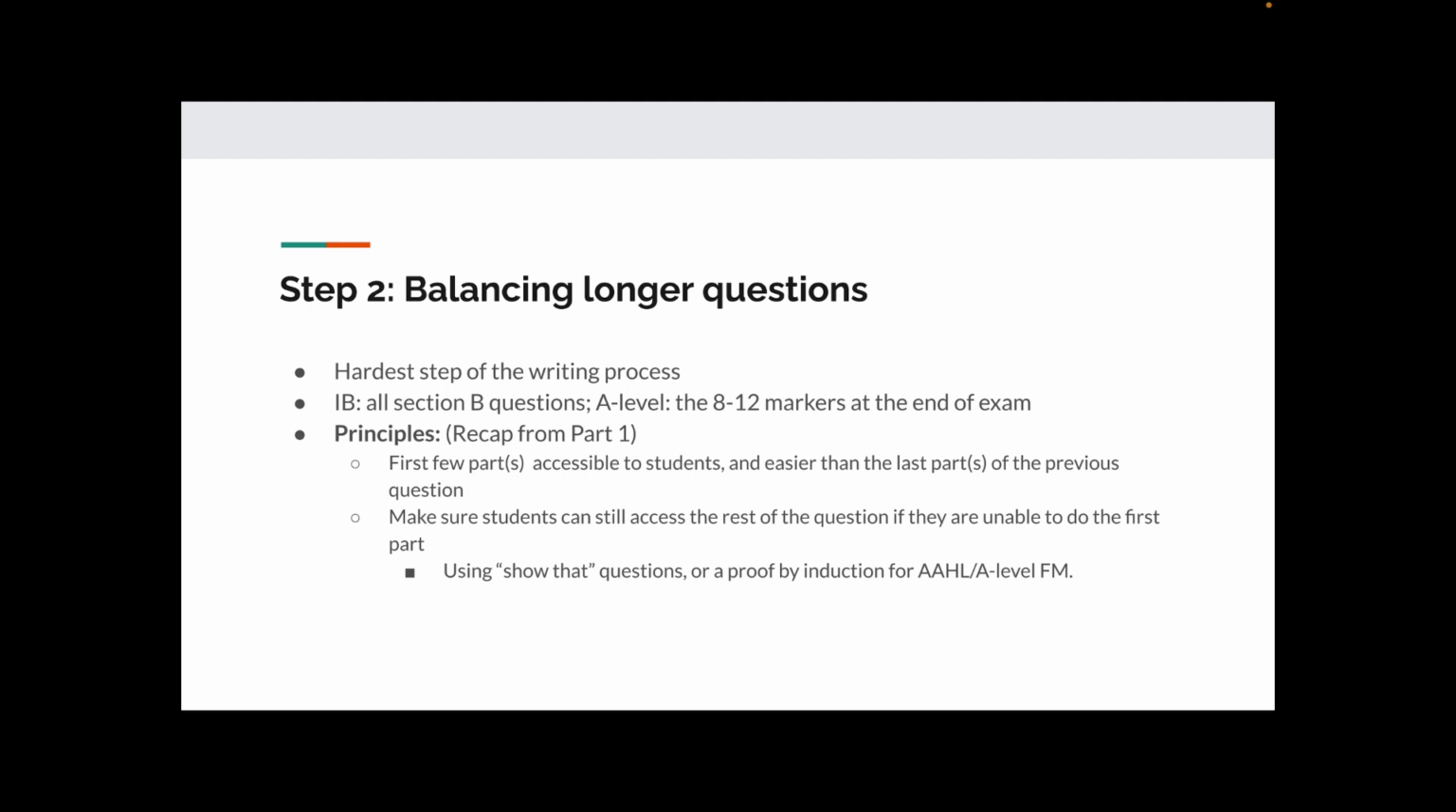It is also very important that students can still access the rest of the question if they're unable to do the first part. A way to achieve this is simply using shortcut questions, or proof by induction for AAHL or for A-level further maths, simply because students can plug into that expression and move on, even if they fail to complete the induction proof correctly.